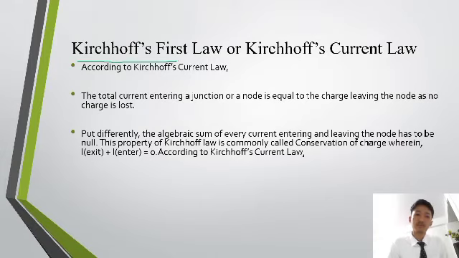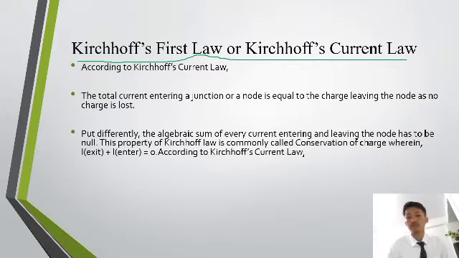Basically there are two laws of Kirchhoff. The first one is the current law. It is also called the junction rule. According to Kirchhoff's current law, the total current entering a junction or a node is equal to the current leaving the node, as no charge is lost. Put differently, the algebraic sum of every current entering and leaving the node has to be equal to 0.